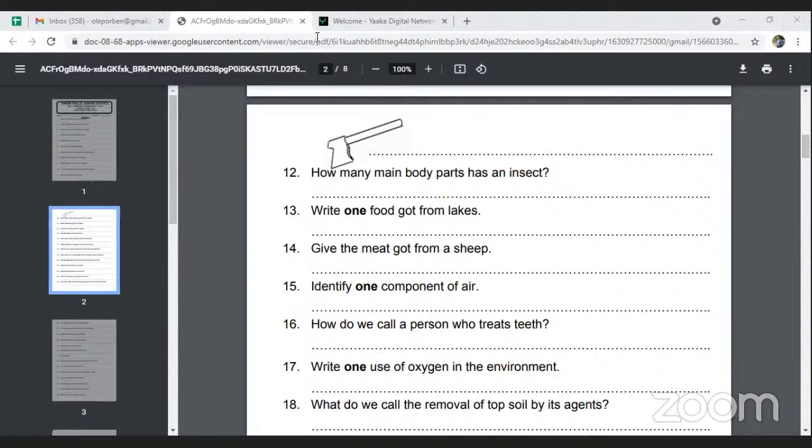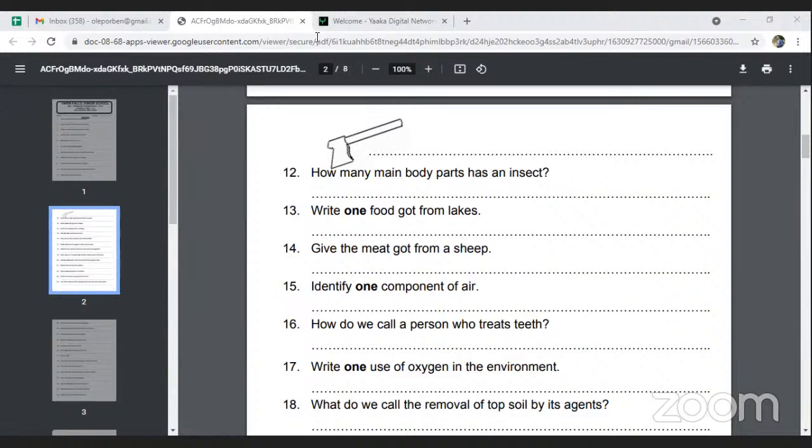Shemaya. Can I give the answer? No, I'm telling Shemaya to read for us that question and give us the answer. If you don't know, it is okay to say that I don't know, rather than keeping quiet. Let's have Asante. I don't know.